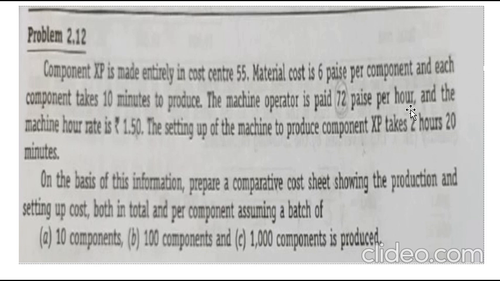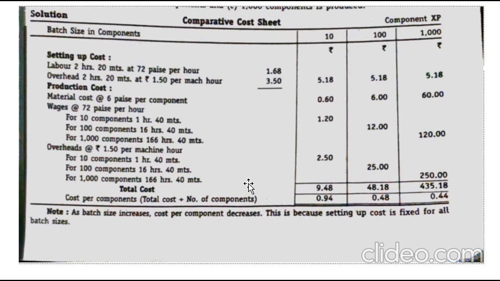Here is where the calculation begins. As everything is based on per hour, you need to multiply with hours. Here they have given 2 hours 20 minutes, so here the conversion starts. 2 hours and 20 minutes. How are you going to use this 20 minutes for deciding the price? On the basis of this information, you need to prepare: if the job produces 10 components, what will be the rate? If it produces 100 components, what is the rate? If it produces 1000 components, what is the rate? So this is the cost sheet.